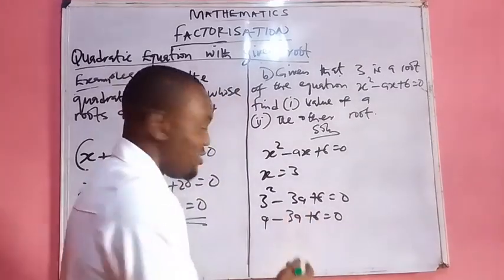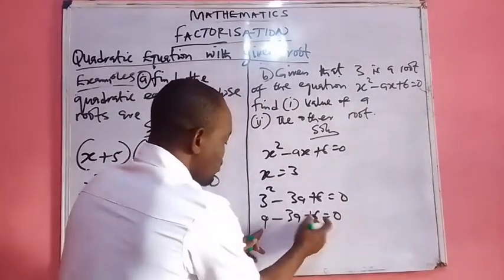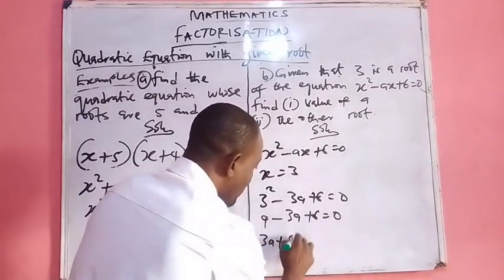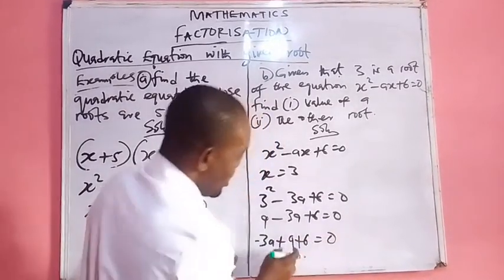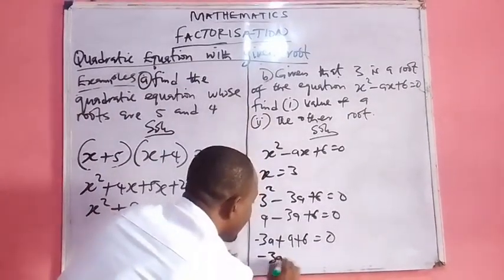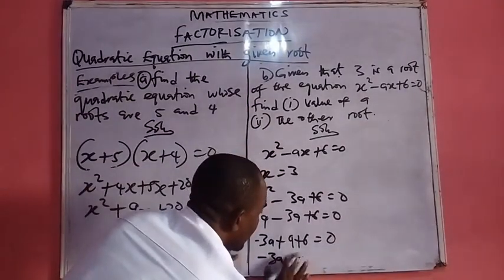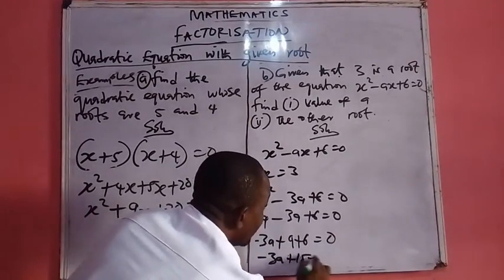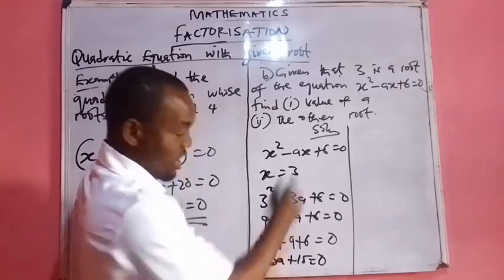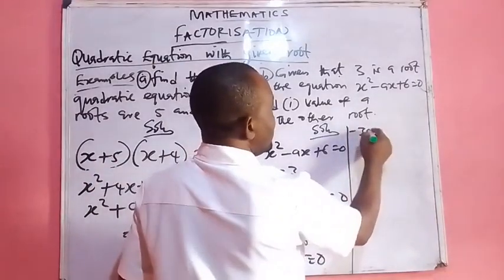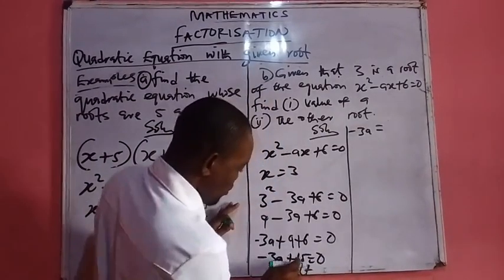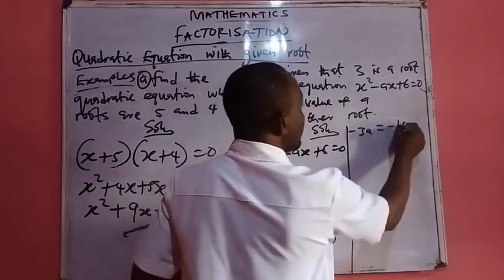So let's rearrange it now. 9 and 6 will work together. We'll now have minus 3a plus 9 plus 6 equal to 0. 9 plus 6 will give us 15. Now minus 3a plus 15 is equal to 0. Then we collect like terms. So now I have minus 3a is equal to minus 15, since collecting like terms, plus becomes minus when it crosses the equal sign.